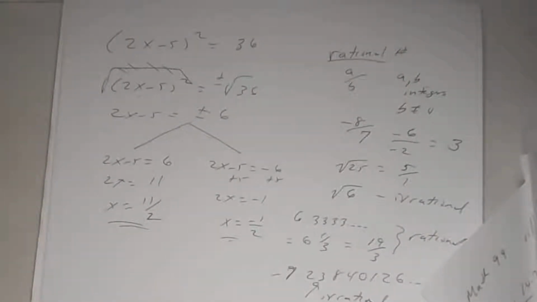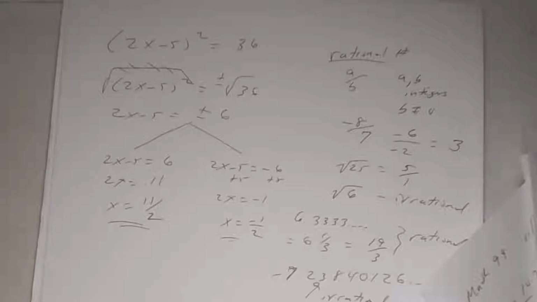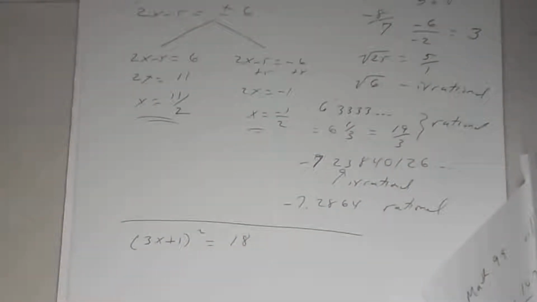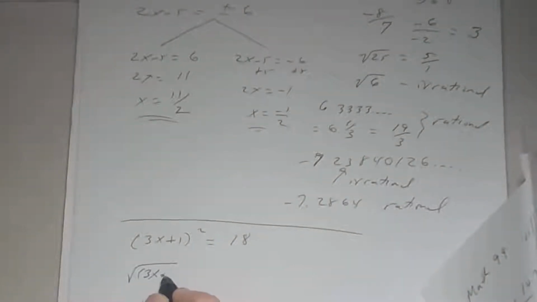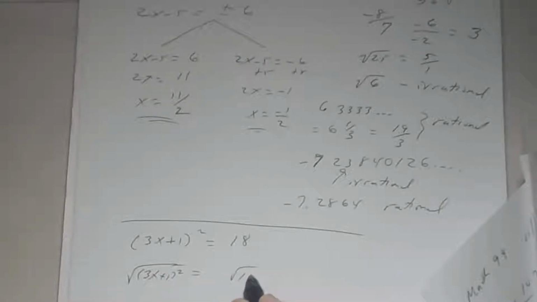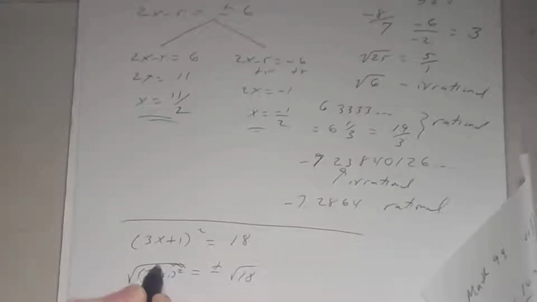All right, now what if you had this? Suppose I had 3x plus 1 squared equal 18. So first of all, can I use the square root property? Yes. So I take the square root of both sides, plus or minus. So the square and the square root don't do each other. So what's left on the left?